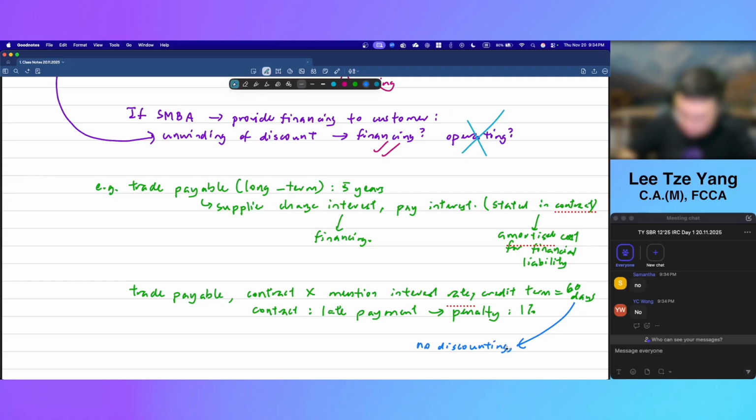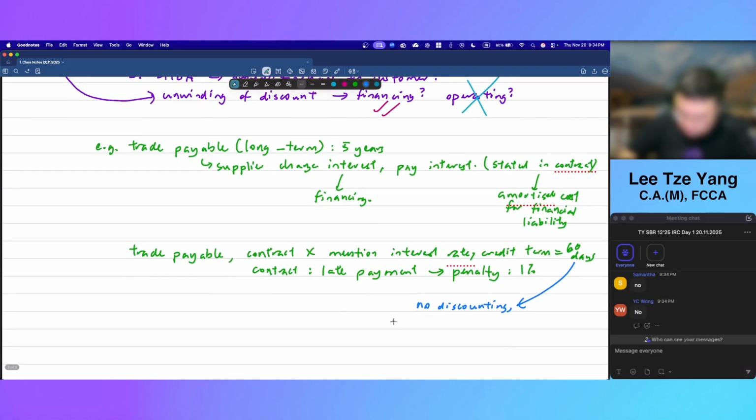So can we all agree? No discounting means there will be no unwinding of discount. Agree or not, everyone? If you agree, you say agree. Do you agree? If there's no discounting, there is no unwinding of discount. Okay, so if no unwinding of discount, then it cannot be financing activity. It cannot be financing category activity.